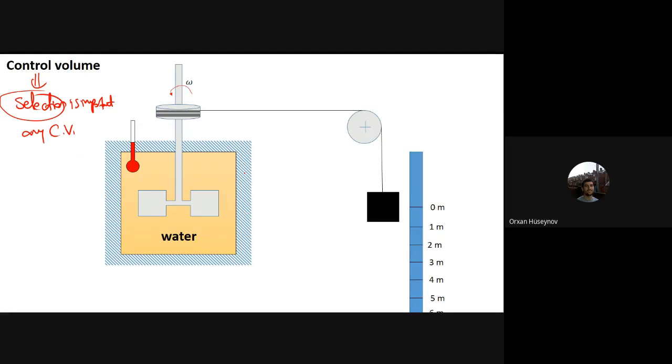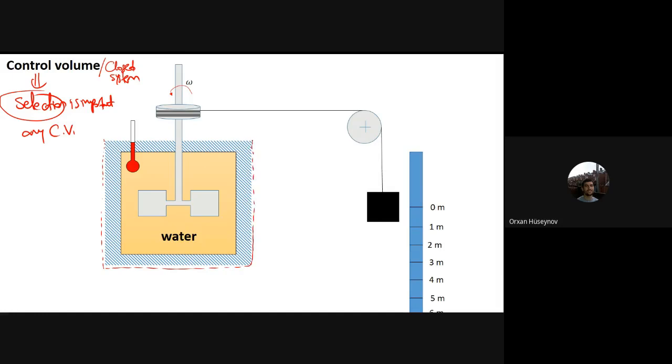This system is not an open system, it is a closed system. Therefore, we don't deal with a control volume here, but we are dealing with closed systems. I will add closed system here. So in this system, I can select my closed system, something like this one. It is possible.